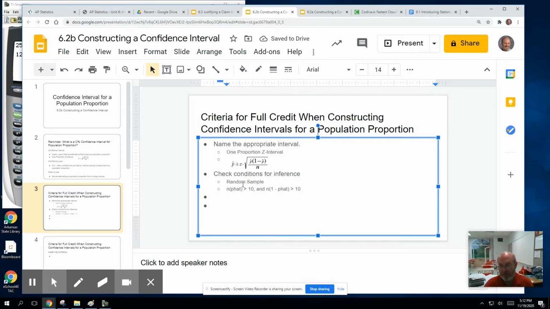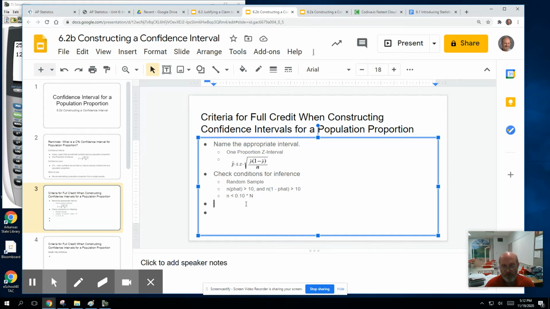Recall that that guarantees the shape of the sampling distribution will be approximately normal. We need that to construct this confidence interval. And the last thing we're going to check for is the size of the population versus the size of the sample. We want n, little n, to be less than 10% times the size of the population. Sample size needs to be less than 10% of the population, or you could say 10 times the sample size should be less than the population size.